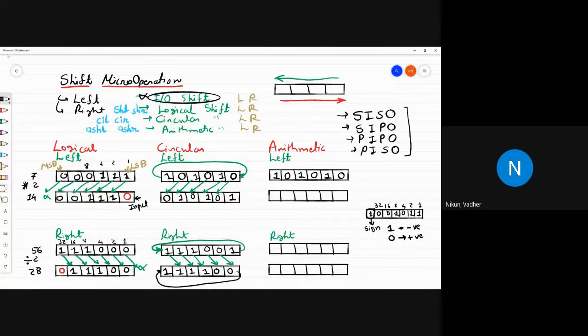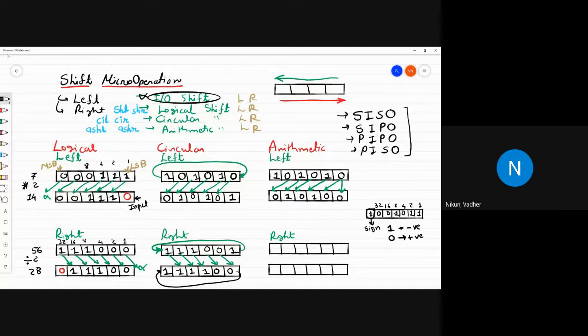Now, what will happen in arithmetic shift left? In arithmetic shift left, we will keep the last digit as it is. So this bit will stay as it is over here, and then we will shift all bits. So what will be the answer? The 0 will be as it is, here also there will be 0, then 1, 0, 1, 0.